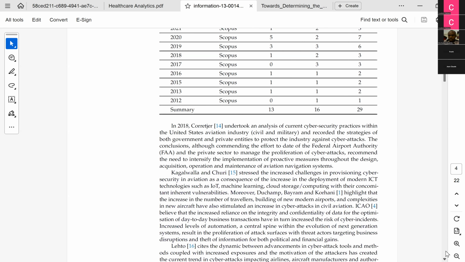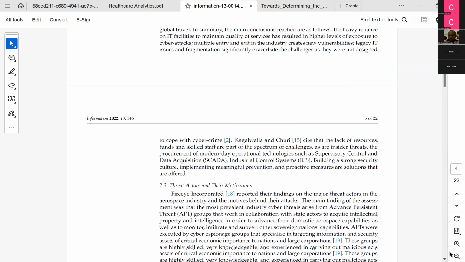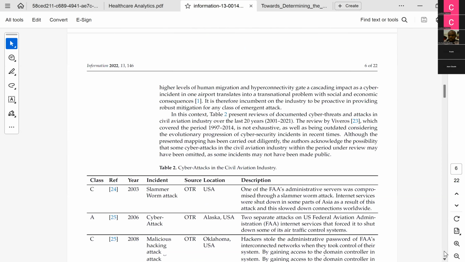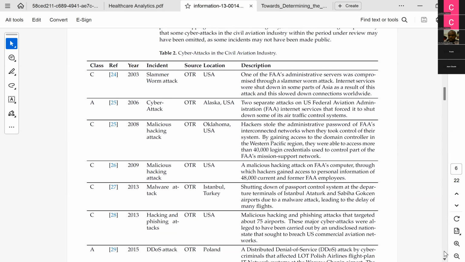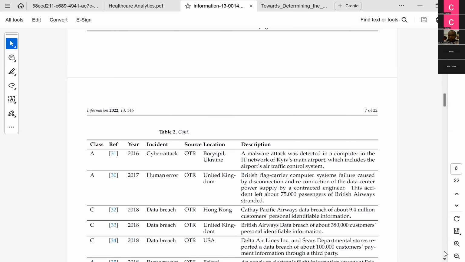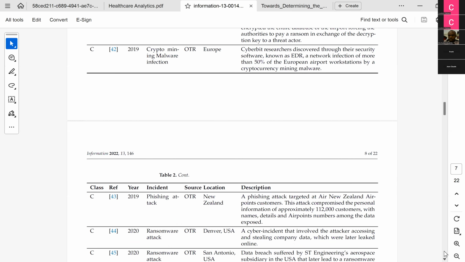If you go down, these are the documented cyber attacks from 2001 to 2021. But the work was on for 10 good years, so we had to read through all the papers in that area. So these are the documented cyber attacks. I did this one. Just for the last 10 years, all the attacks that were reported on public repositories on aviation industries.